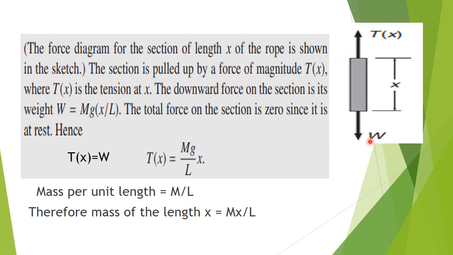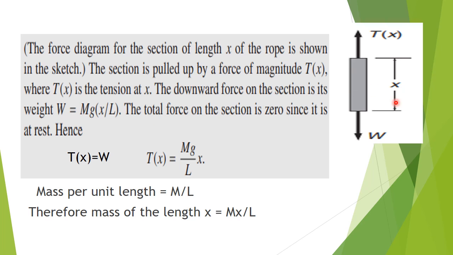Now analyze this force diagram again. The section is pulled up by a force T of x, where T of x is the tension at x. The downward force on the section is its weight. You have to calculate W. For that, let us assume the mass per unit length of the rope is m by L. Therefore, the mass of the length x is mx by L. This is the mass of this small section x. So what will be the weight? Weight is equal to mass times g. So mass is mx by L into g. So it is mgx by L, the downward force on the section, or the weight of the rope.